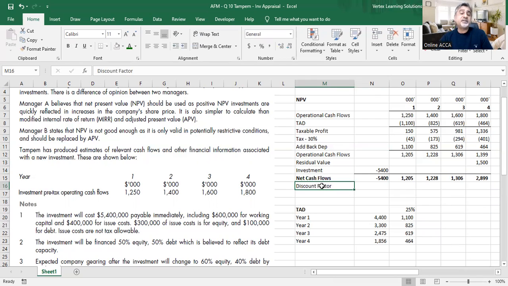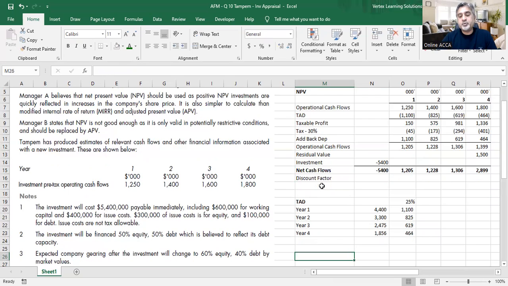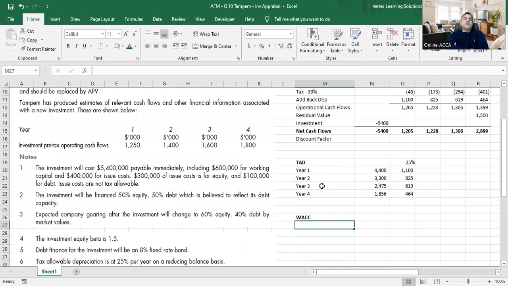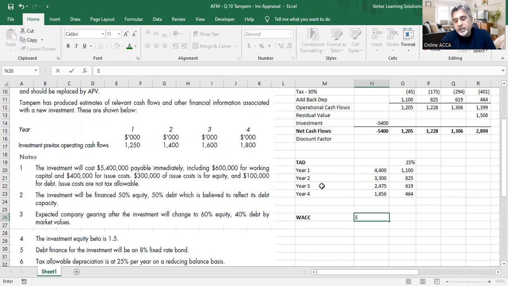For calculating your discount factor, you need to make your WACC. So calculate your WACC now, and based on WACC we will find out. We all know the formula for WACC. Let me write it down again. Equity divided by equity plus debt, multiplied by cost of equity. You might have different variables used in different books. Then plus debt divided by equity plus debt.